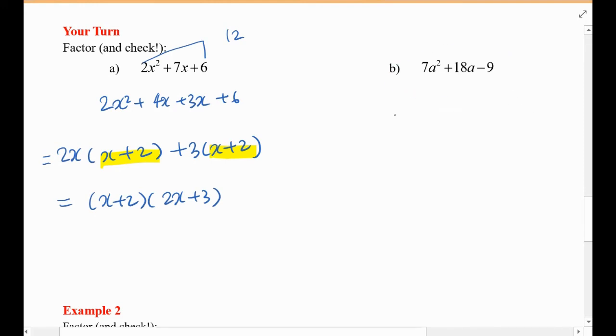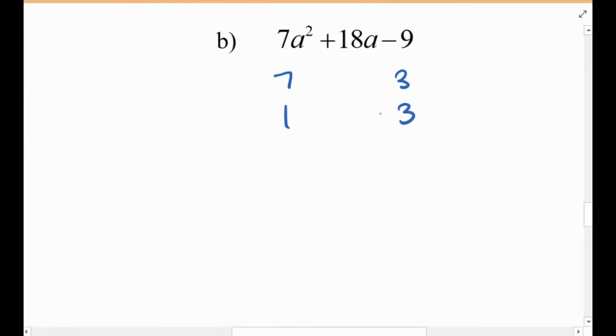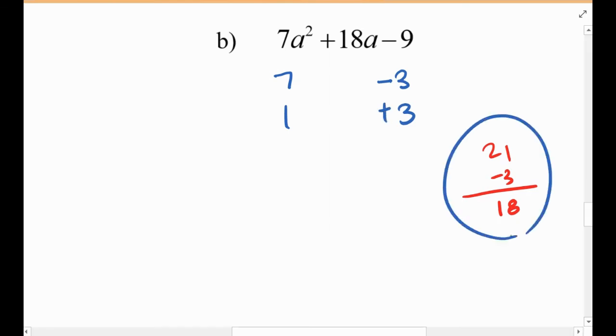Let's use the crisscross method. So 7 times 1, and for 9, I'm going to use 3 times 3, but we have to put a negative sign somewhere. If I put the negative sign here, it becomes 21, and negative 3 becomes positive 18. So you have to do trial and error. I just put the negative sign here, and luckily I found the correct pair, right?